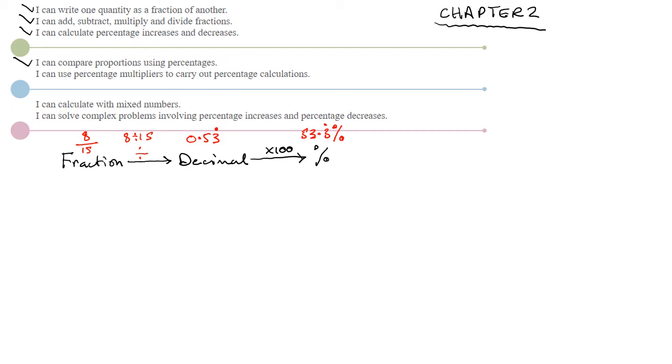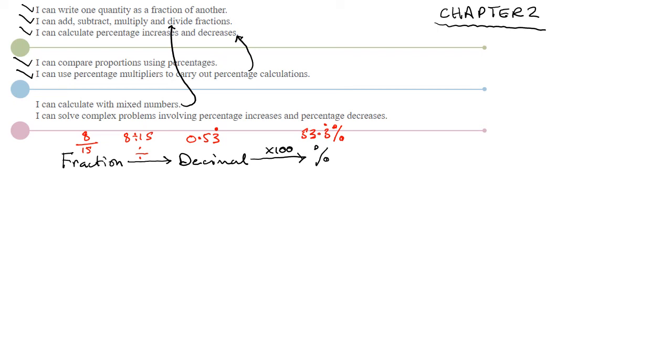The next bit we've also done, percentage multipliers to work out percentage calculations. I showed you how to do that when we did this, so that's done as well. Calculations with mixed numbers, well, I showed you how to do that when we were doing calculations with fractions. That's basically what it means. And then the last section is basically just putting this all together. Particularly if we're doing problems where we've got percentage increases and decreases. And when we use the multipliers, it makes it really easy.